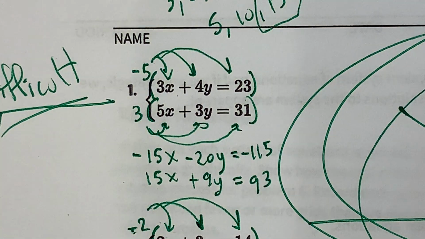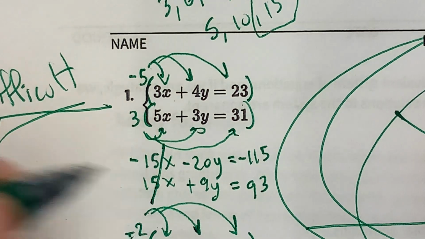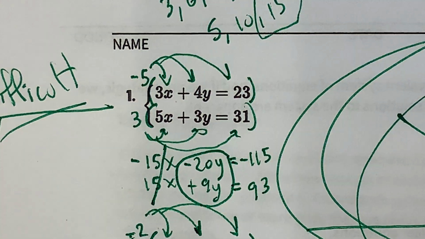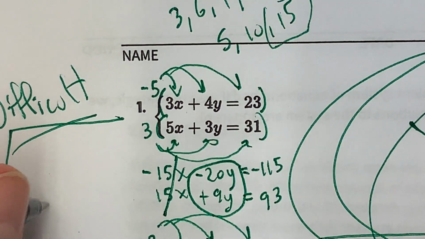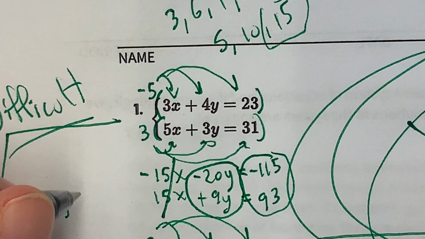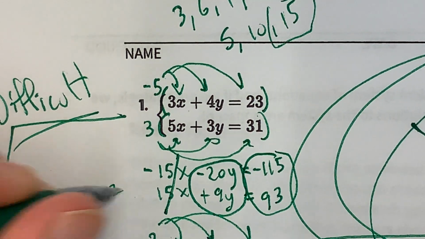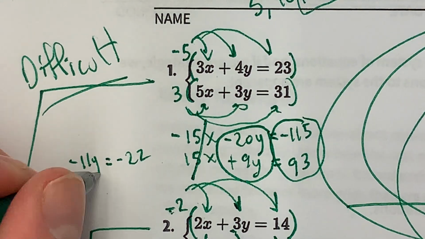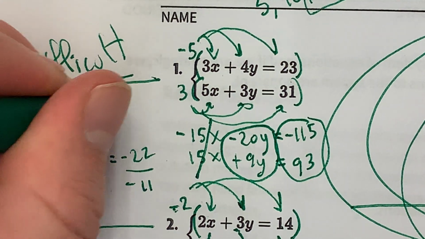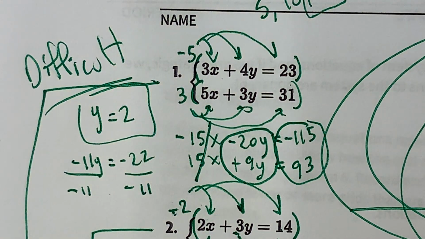And now the 15x's cancel, right? And I'm going to add these two values. I get negative 11. I'm going to add these two values. I get negative 22. Divide by negative 11 on both sides. I end up with y equals 2. And it's a lot of work just to get half the answer.